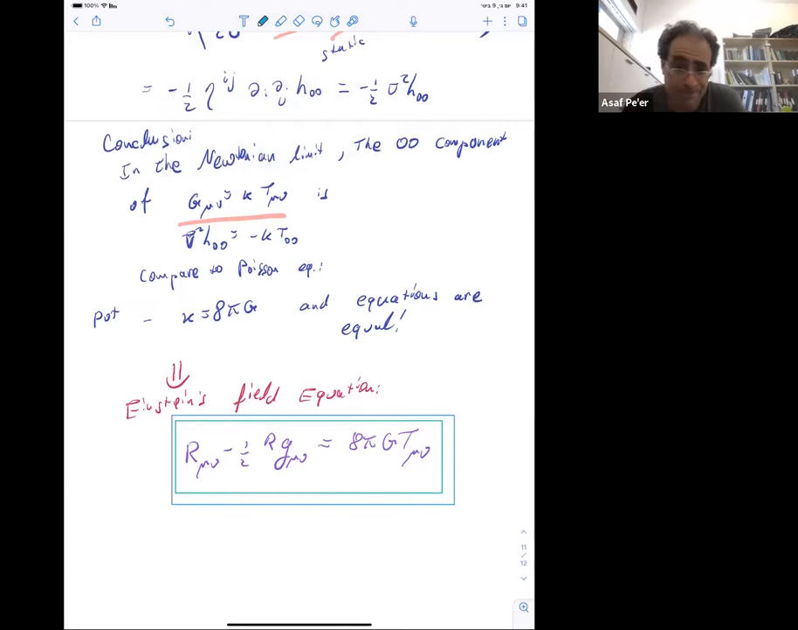This is Einstein's field equation. On the right-hand side is the mass term. It tells us what is the distribution of energy and momentum. On the left-hand side is a geometrical term. This tells us how the curvature of space-time reacts to the presence of energy and momentum or mass.